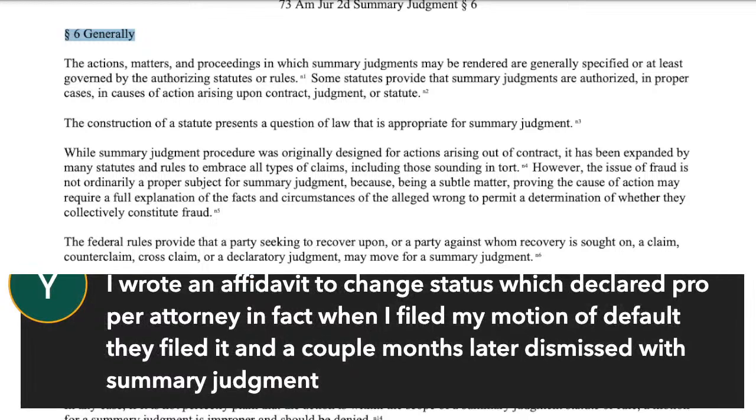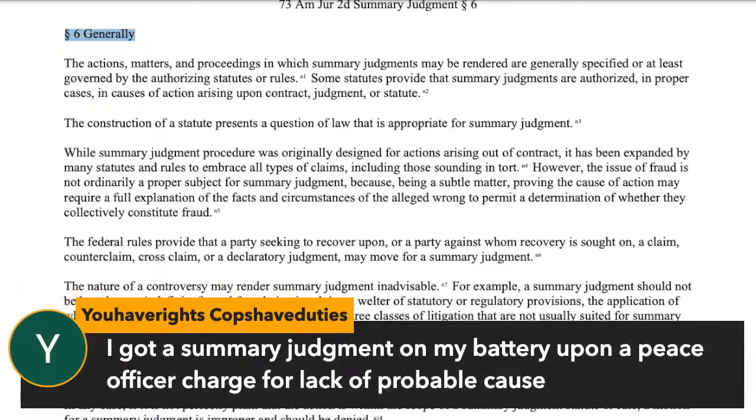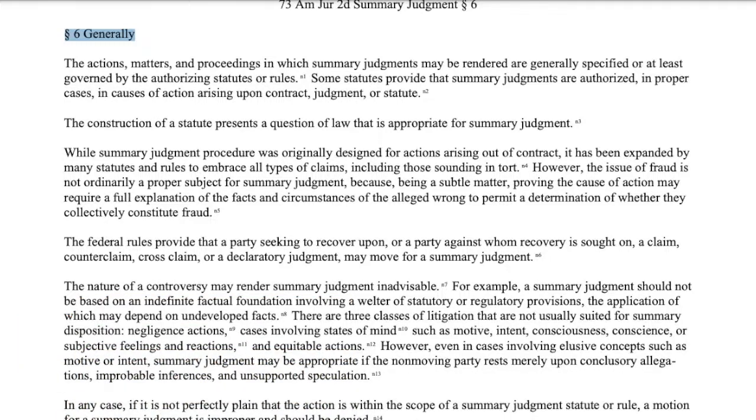You have rights. Cops have duties. Greetings. It says here, I wrote an affidavit to change status, which declared pro per attorney. In fact, when I filed my motion of default, they filed it and a couple months later dismissed with summary judgment. Which way was it? See, I got summary judgment on my battery upon a peace officer charged for a lack of probable cause. So, but summary judgment for you or for them? I was a little confused there. Maybe pipe that in the chat so we can have clarity on there.